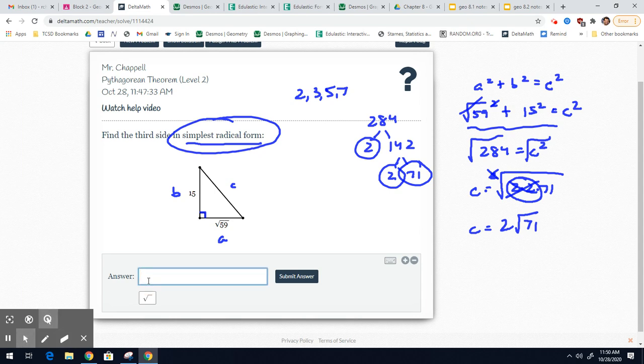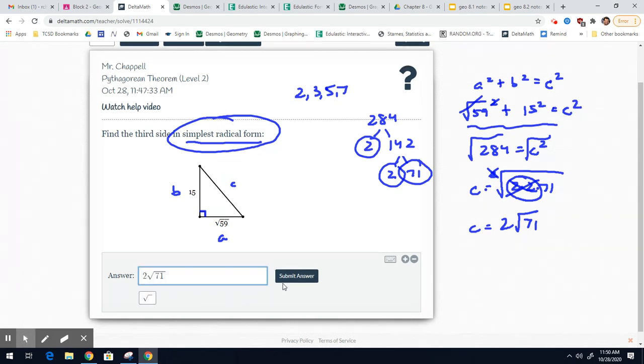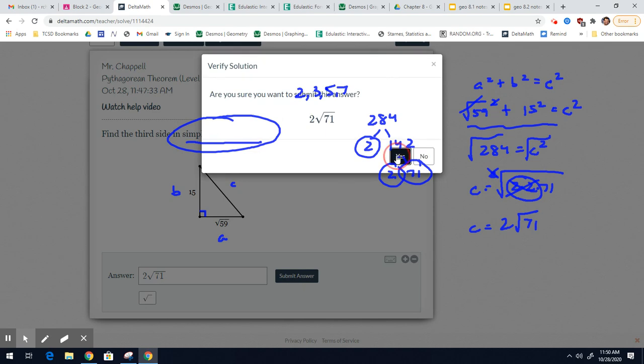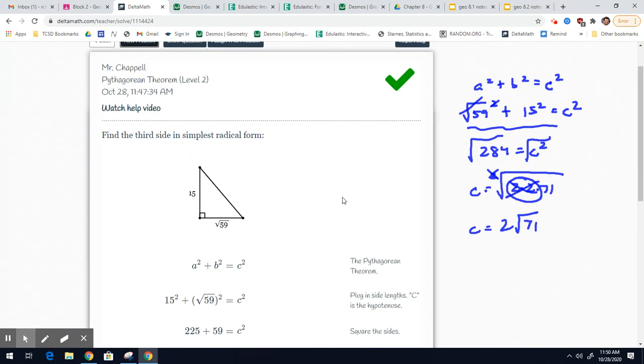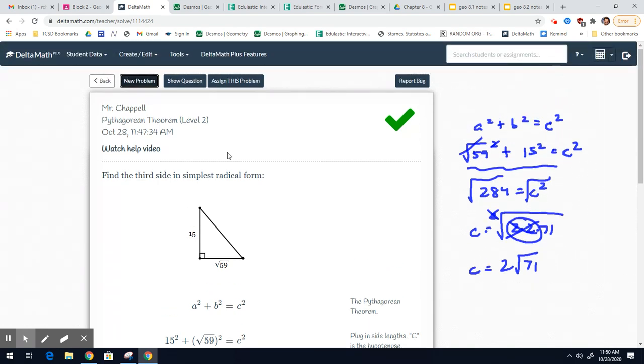2 square root of 71. I hope I'm right. Cross fingers. Oh yeah, beautiful. There we go. Okay. Maybe one or two more problems coming.